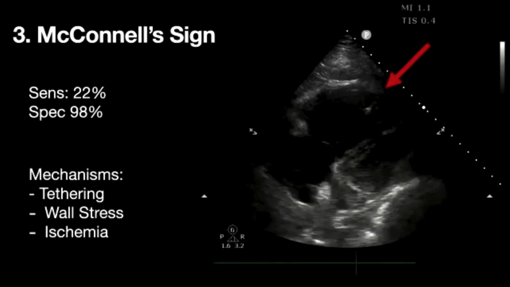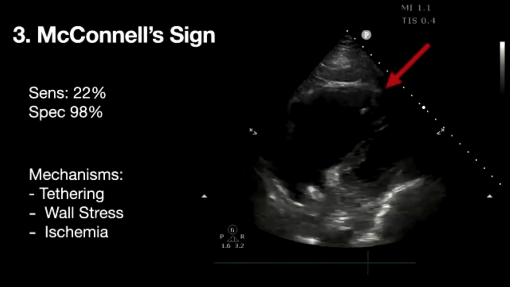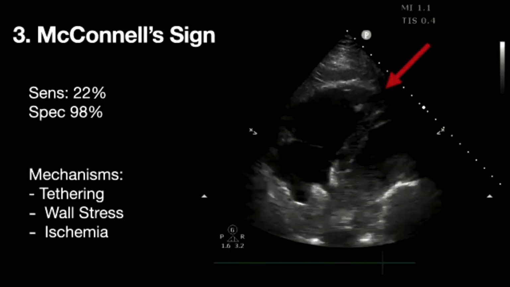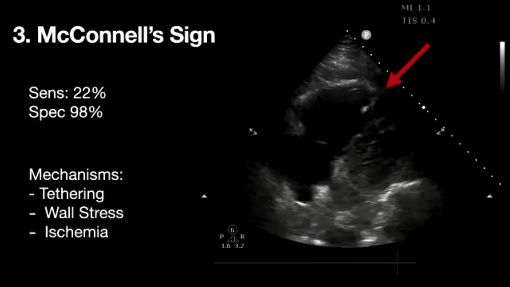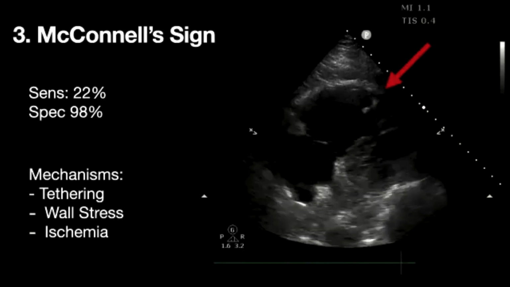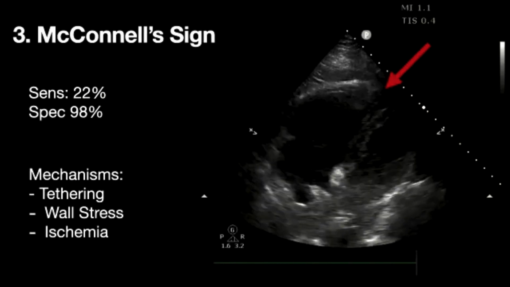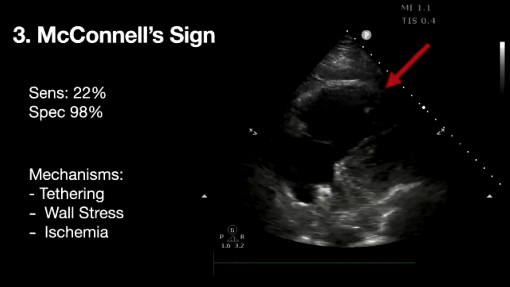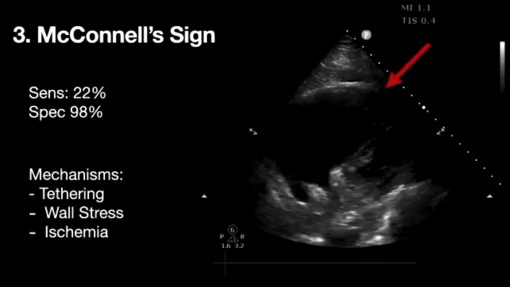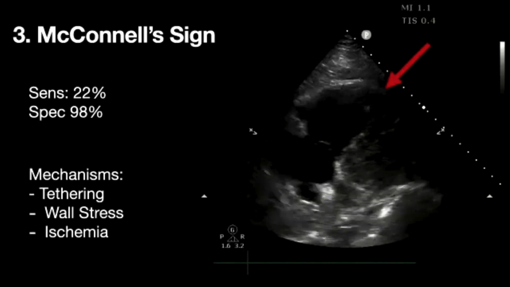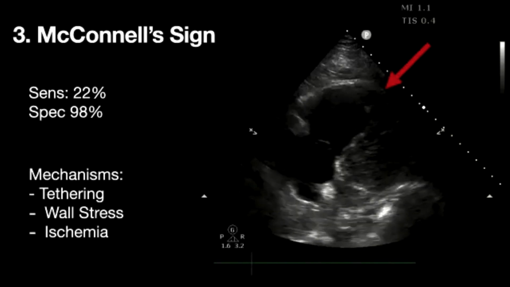No, I think you covered it really well. What I would add to that is that the McConnell sign would probably not be best assessed in the subcostal view, because that's really only a part of the right ventricular free wall. You're looking at the inferior wall of the right ventricle in the subcostal view. The right ventricular free wall is best seen in the apical four-chamber view. But what you're showing here seems to be a pretty good example.